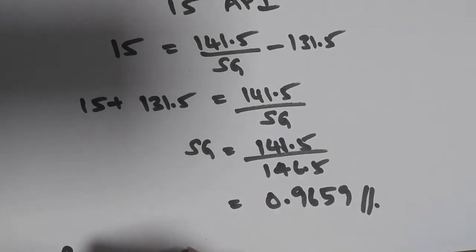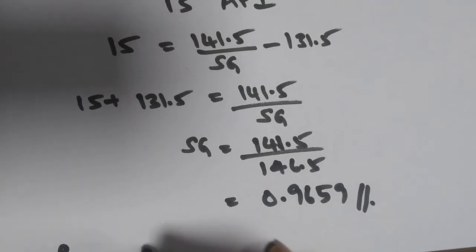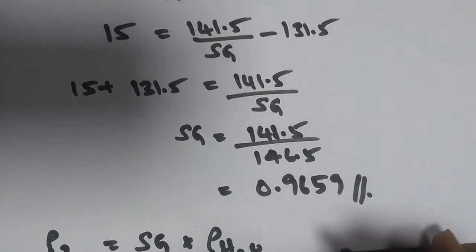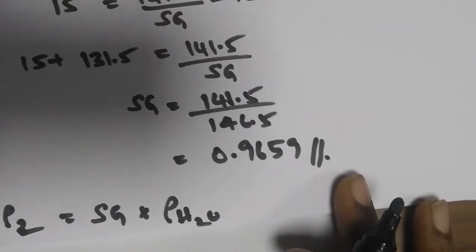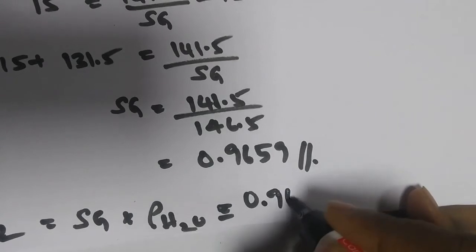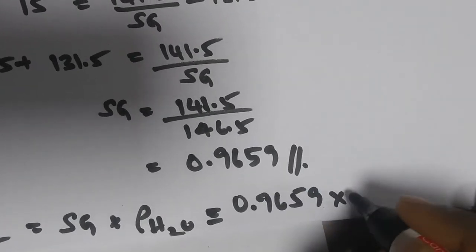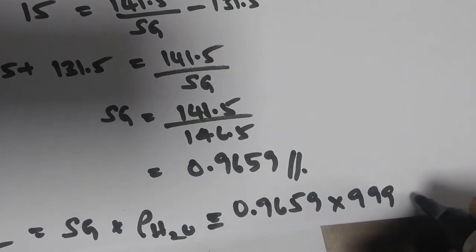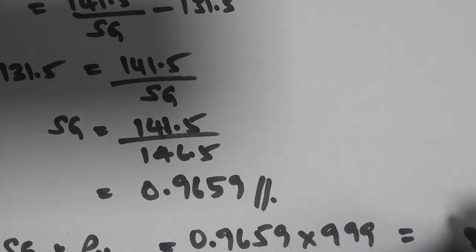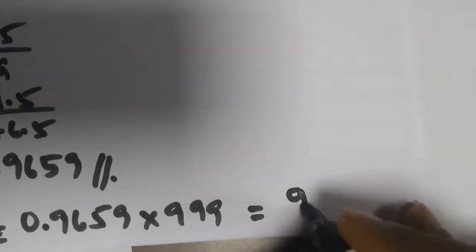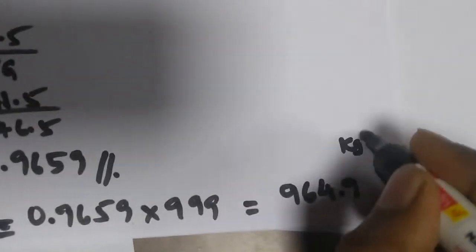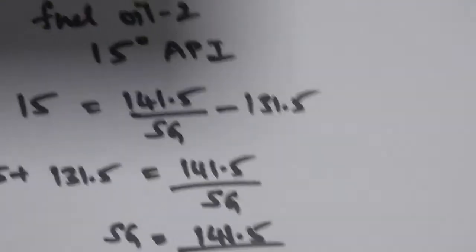So what is the density, rho 2? We can determine density is equal to specific gravity multiplied by density of water. Which is 0.9659 multiplied by 999 kg per meter cube, the density of water at given conditions. So we get 964.9 kg per meter cube. This is the density.